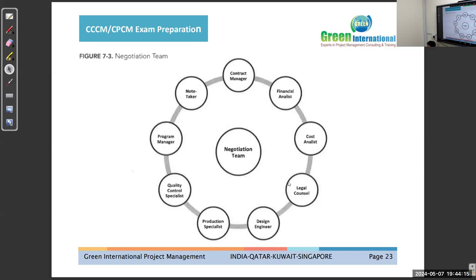As you can see, the negotiation team consists of, including but not limited to, these nine team members. There could be some others also, depending on our contract and our negotiation phase, which we can add. There is contract manager, financial analysis, cost analysis, legal counsel, design engineer, production specialist, quality control specialist, program manager, note taker. These are the parts of the negotiation team.